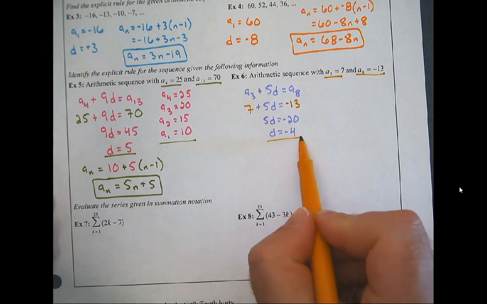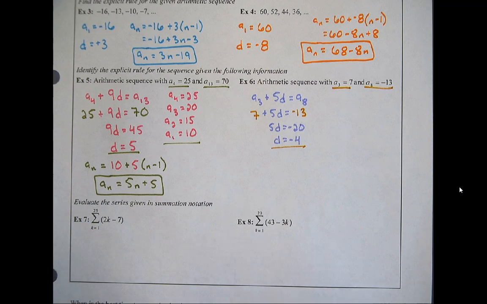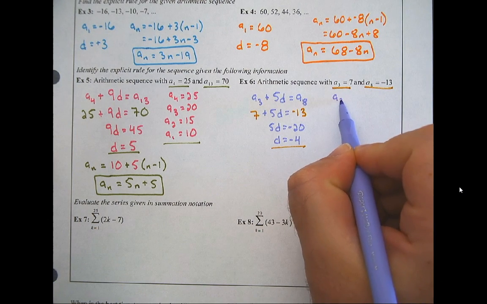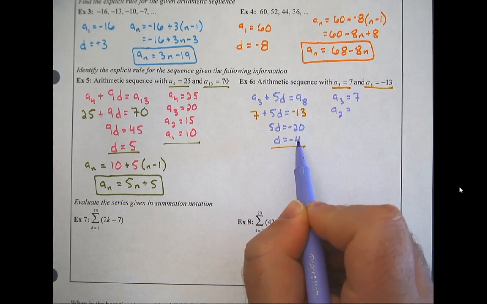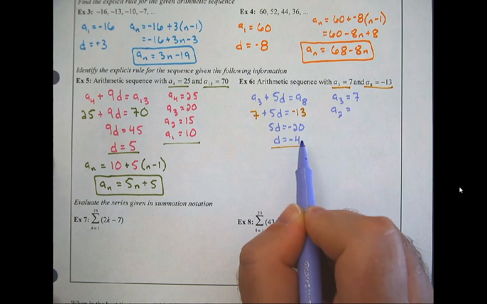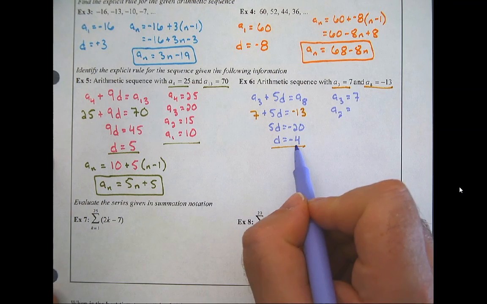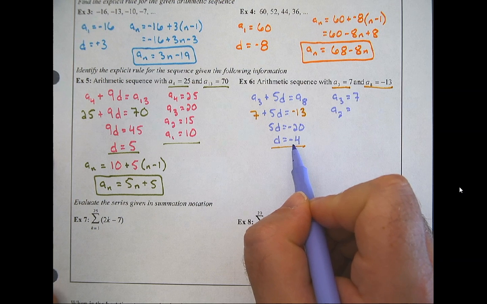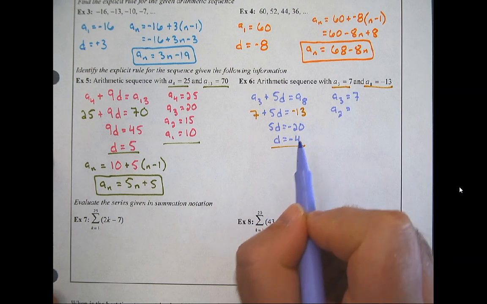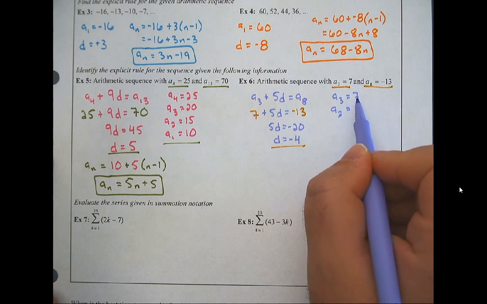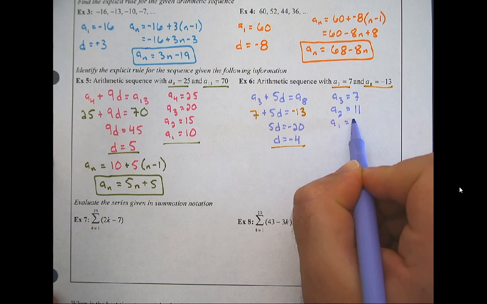Okay, so now we've got half the battle. We need to figure out the first term, though. We're not done yet. So a sub 3 was 7. So a sub 2 would be, okay, this sequence moves forward by subtract 4. So if I want to move backwards, I have to add 4. So 7 plus 4 is 11. 11 plus 4 is 15.